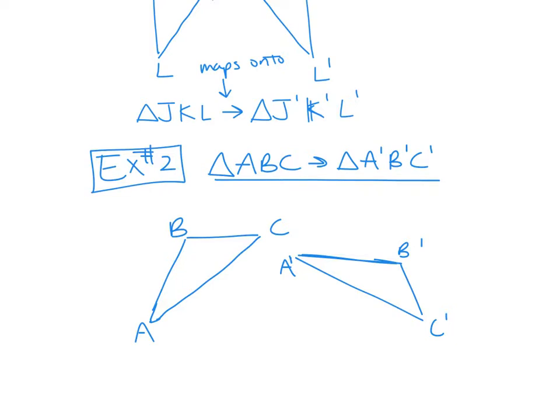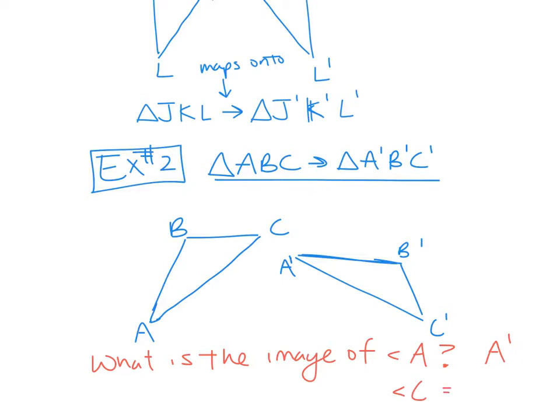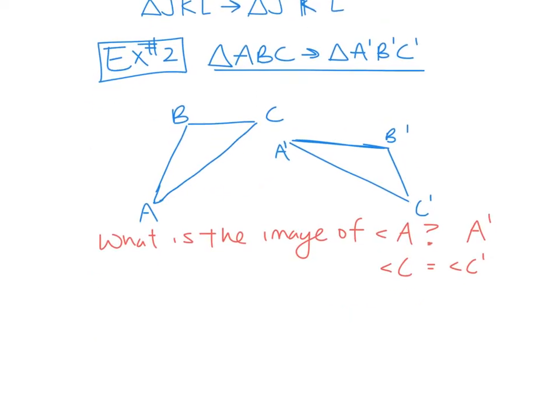So what if I said, what is the image of angle A? Okay, the image of angle A. That means the pre-image is A. What is its image? What would that be? That's A prime, right? You're just saying the one that's related to it. The image of A is A prime, okay? What would be the image of angle C? C prime, okay?